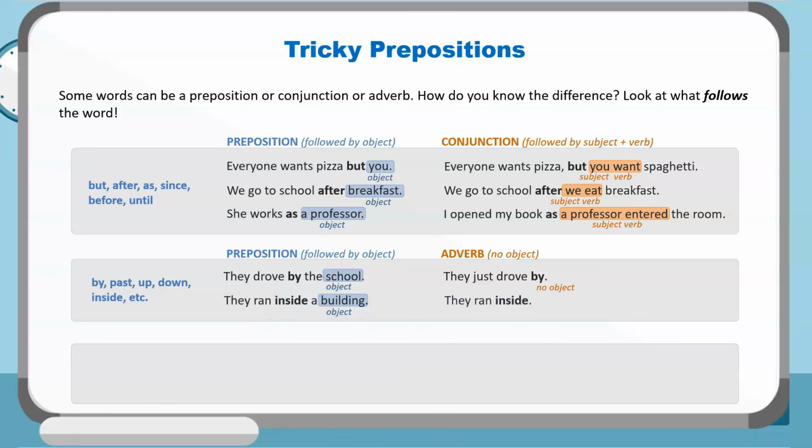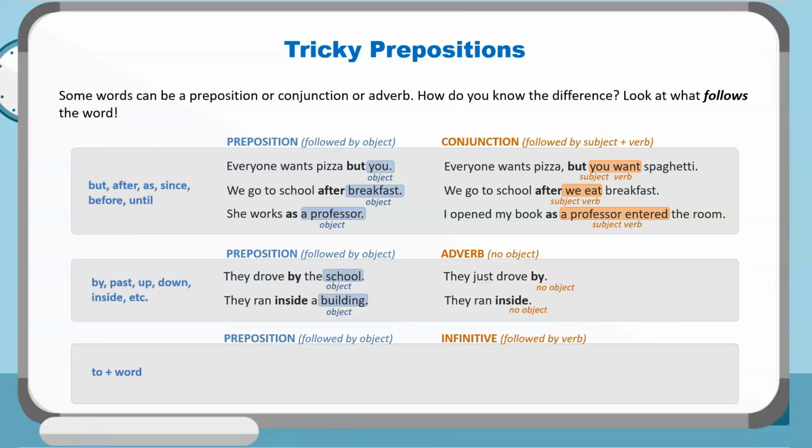In this example, they ran inside. We see that there's no object after the word inside, and so we know it's an adverb and not a preposition. One more situation that gets a little confusing is when we see the word to followed by another word. This can be confusing because to can be a preposition, but it can also be part of the infinitive of a verb. So how do we know the difference?